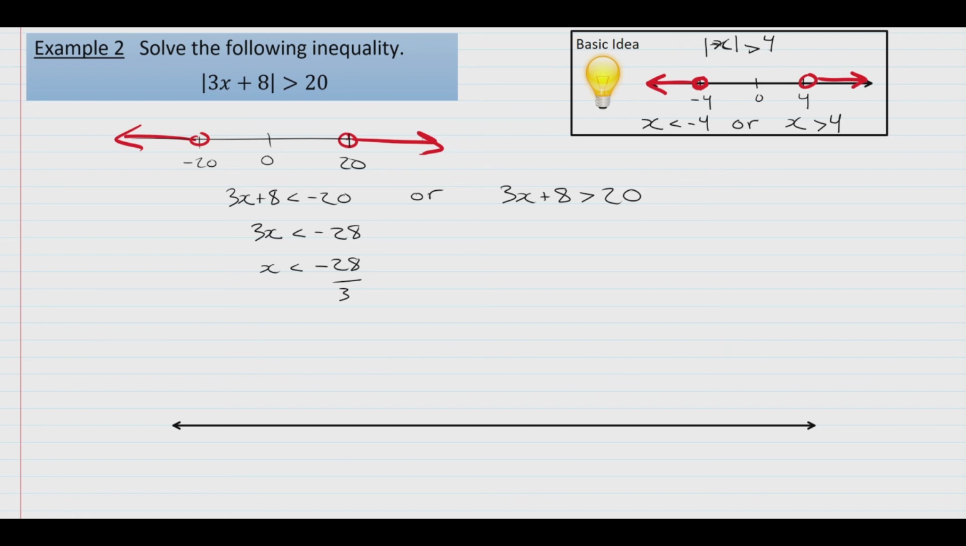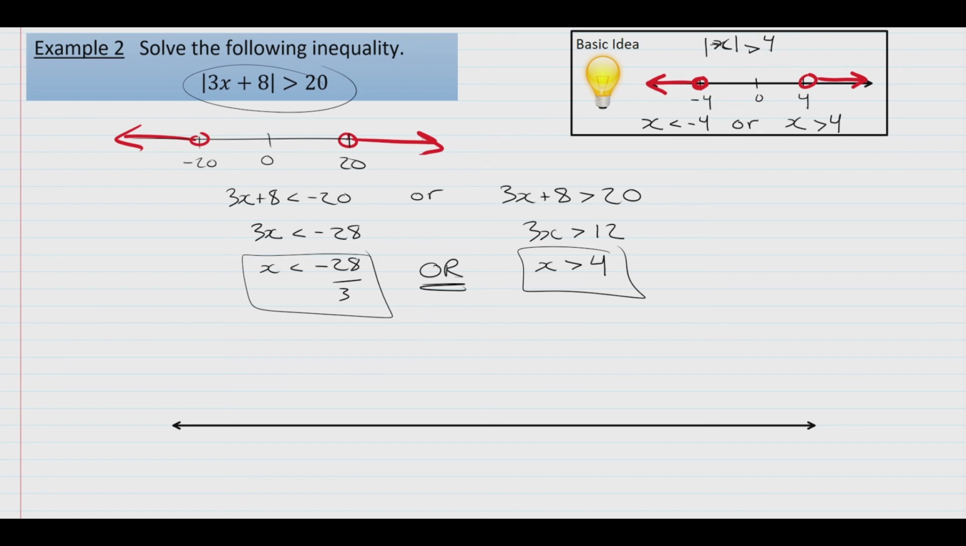The other option is that 3x plus 8 works out to a number greater than 20. Let's solve this for x. We'd have 3x is greater than 12, subtracting 8 here, and dividing by 3 gives us x is greater than 4. So if we want the absolute value of 3x plus 8 to be greater than 20, that is, the distance from 0 of 3x plus 8 to be greater than 20, we have two options. Either x is less than negative 28 thirds, or x is greater than 4. And both of these possibilities would satisfy the original equation.